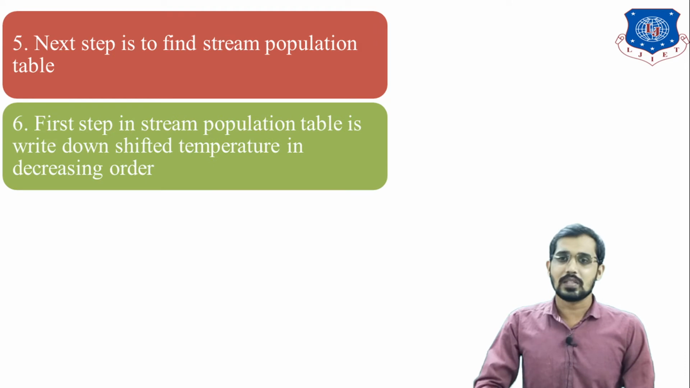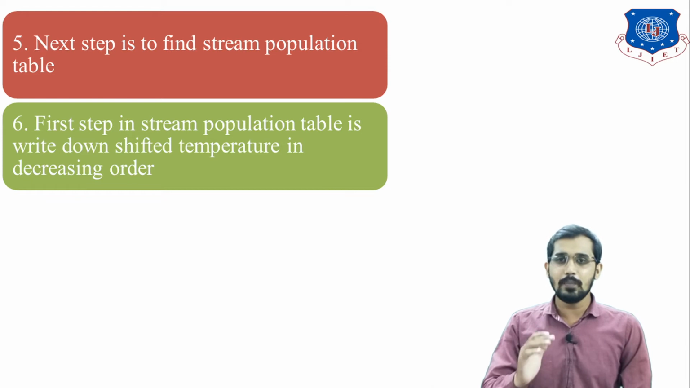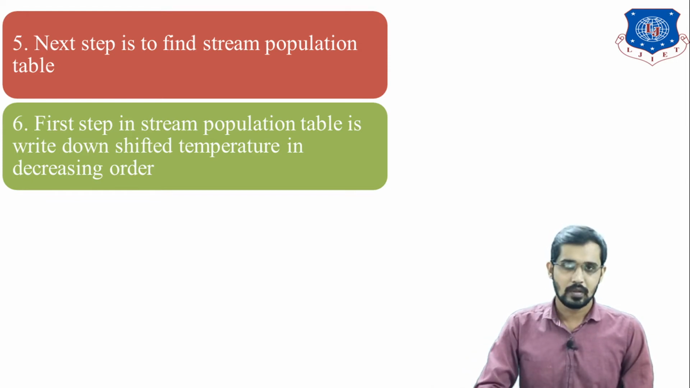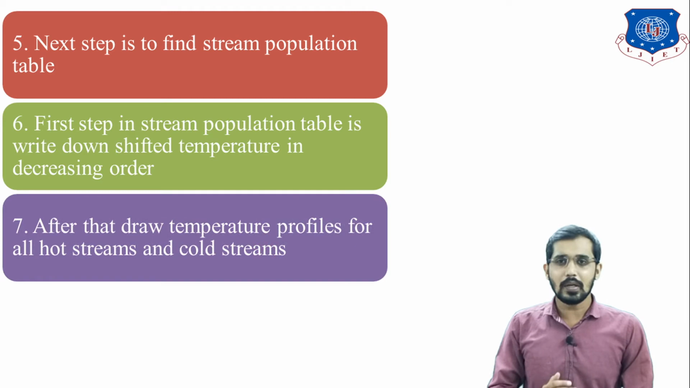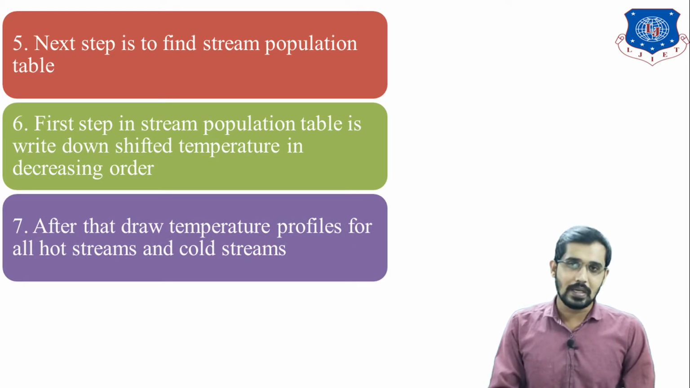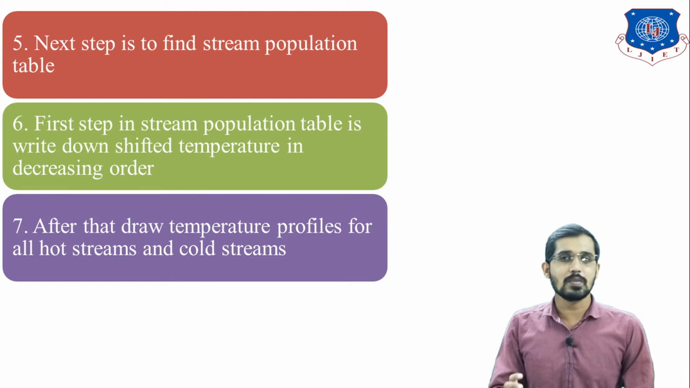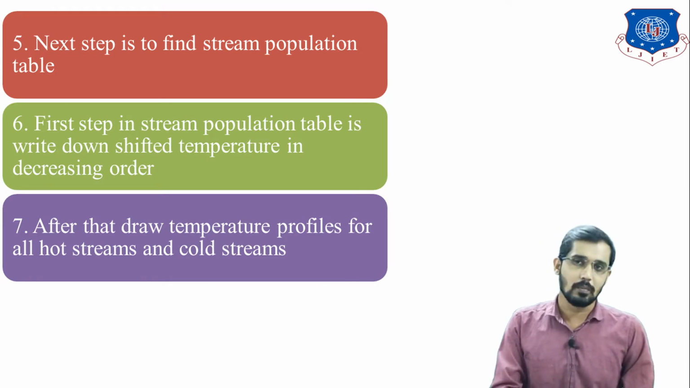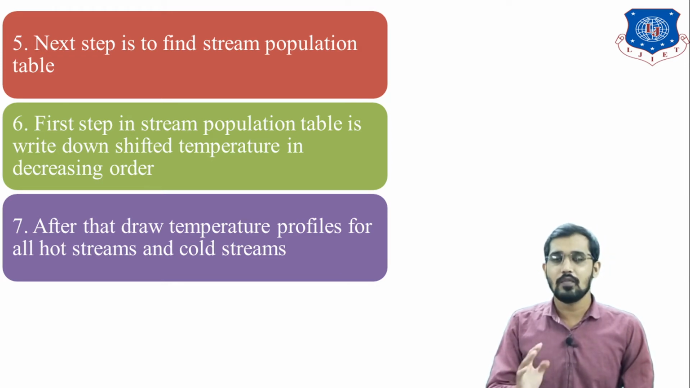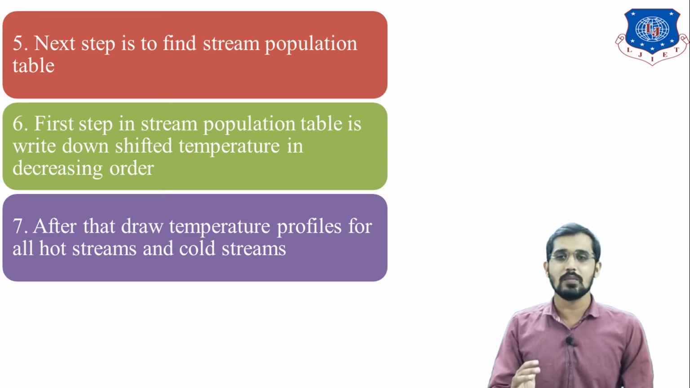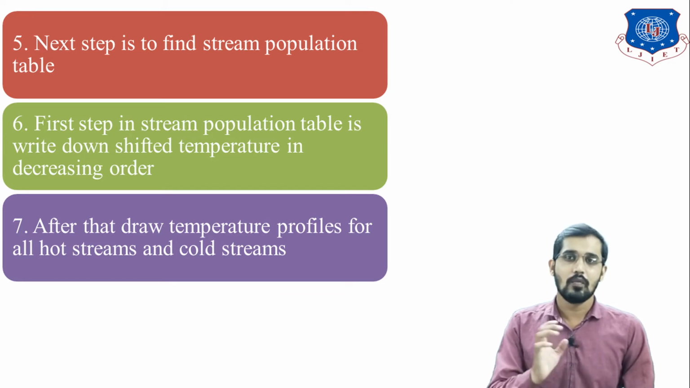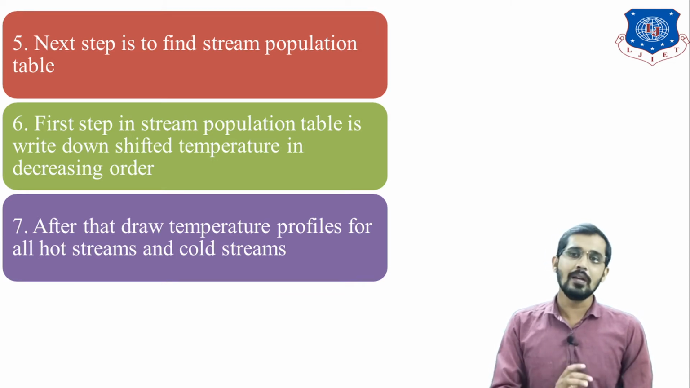You can see on the screen, the sixth step is the first step in the stream population table: write down the shifted temperatures in decreasing order. So in the stream population table, the first point is to write all the shifted temperatures in decreasing order. After that, you have to draw temperature profiles for all streams. All streams means the hot streams and cold streams. In the last lecture, we saw there are four streams: the H1 stream, H2 stream, C1 stream and C2 stream. So for all these streams you have to draw temperature profiles for H1, H2, C1 and C2.